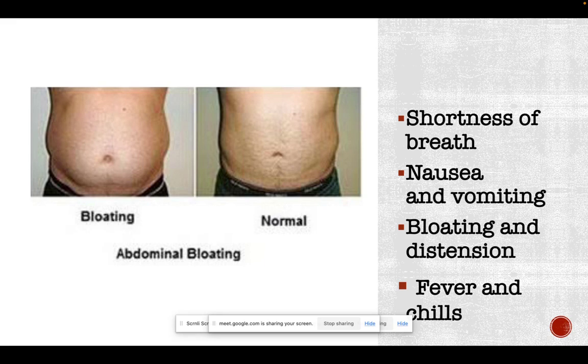Next is bloating and distension. The abdomen may appear bloated and distended due to the accumulation of gases and fluid. Next is fever and chills. Infection can occur as a result of the perforation, leading to an elevation in body temperature and chills.